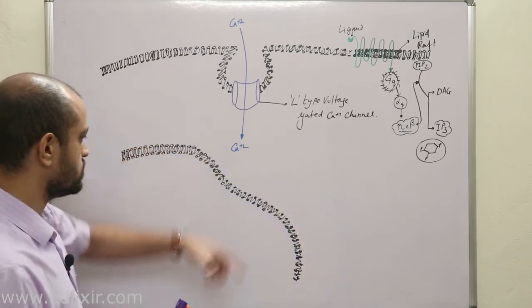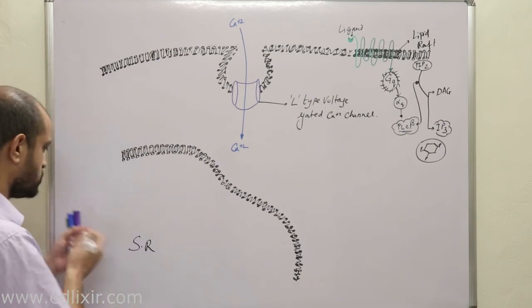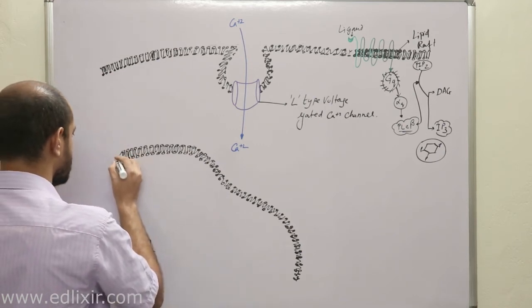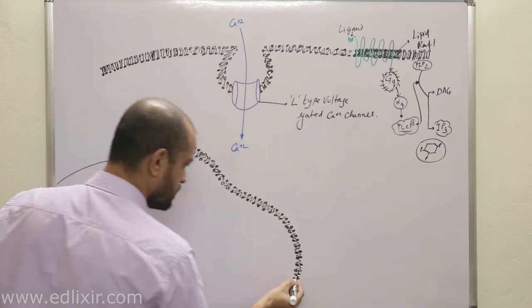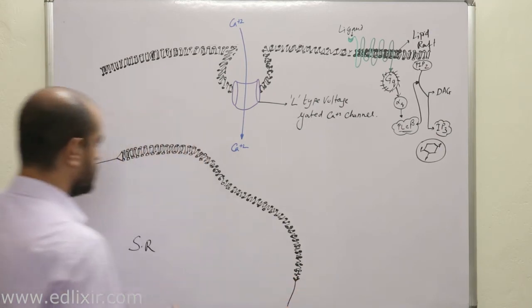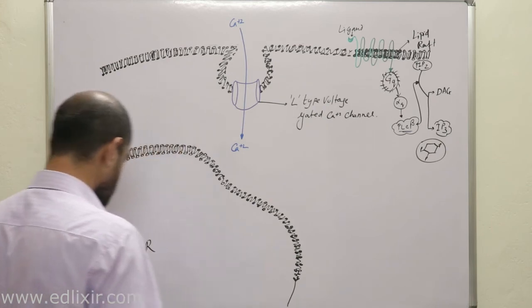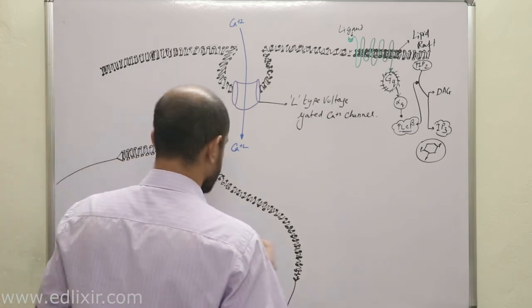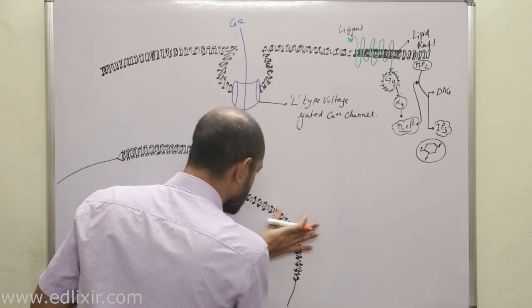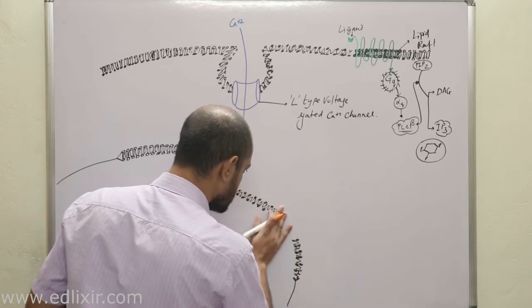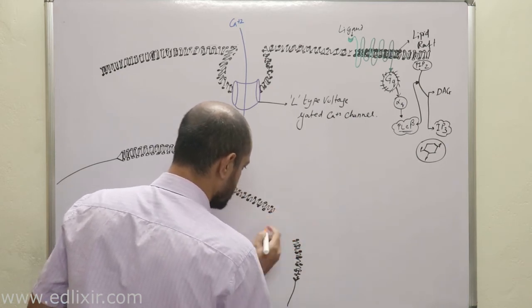Okay, so this is your sarcoplasmic reticular membrane. For the time being, understand that this is your membrane. Now, a very important part we need to understand is that there is one channel, which is the IP3 gated calcium channel.